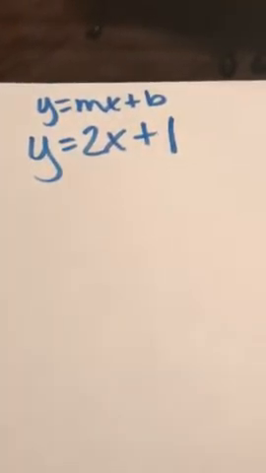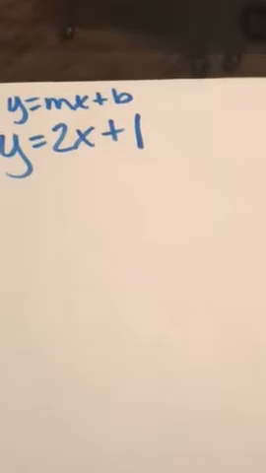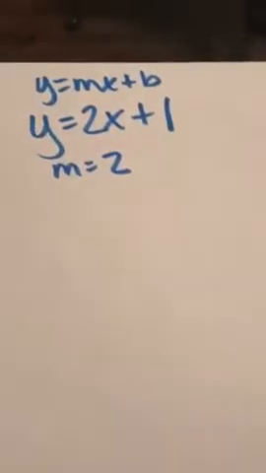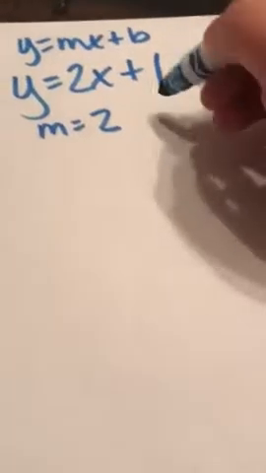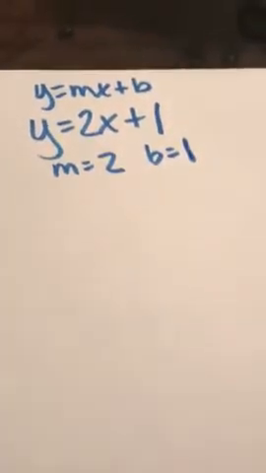So if I gave you the equation y equals 2x plus 1, remember, I always rewrite my equations. What is my equation? My equation is y equals mx plus b. m is the slope, b is the y-intercept. So what is the slope of this line? m equals 2, and the y-intercept, b, equals 1.